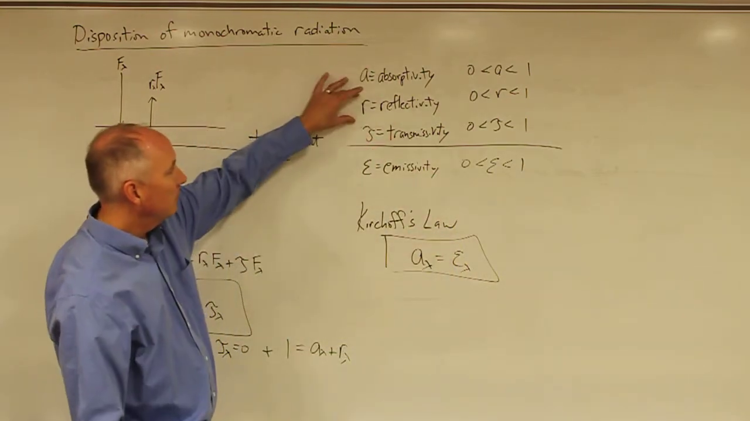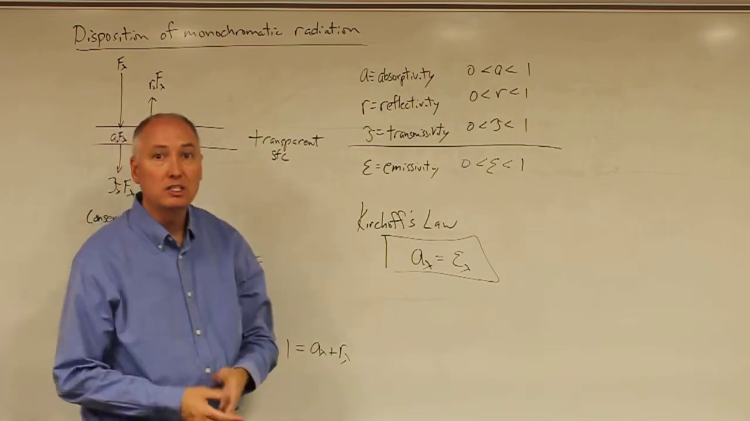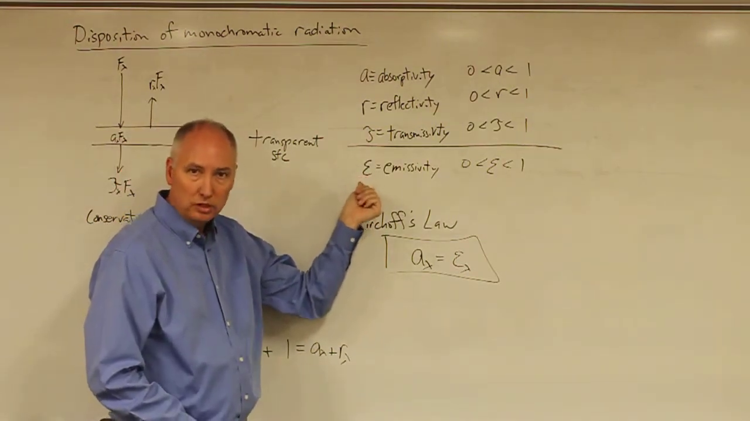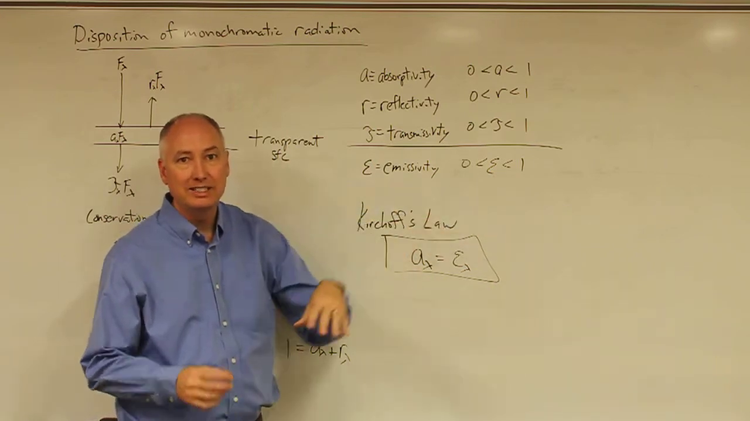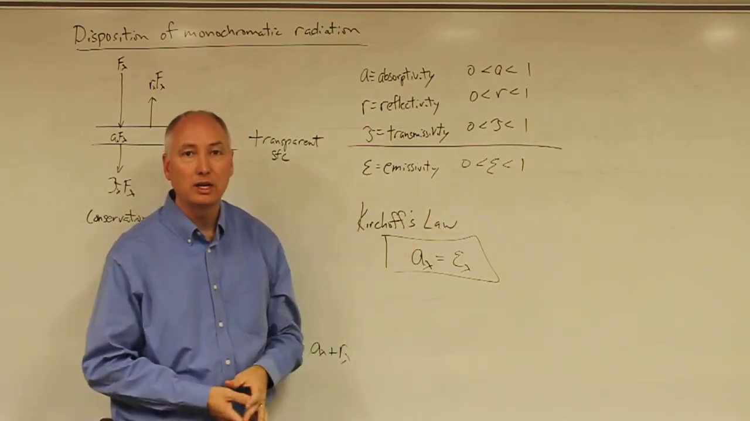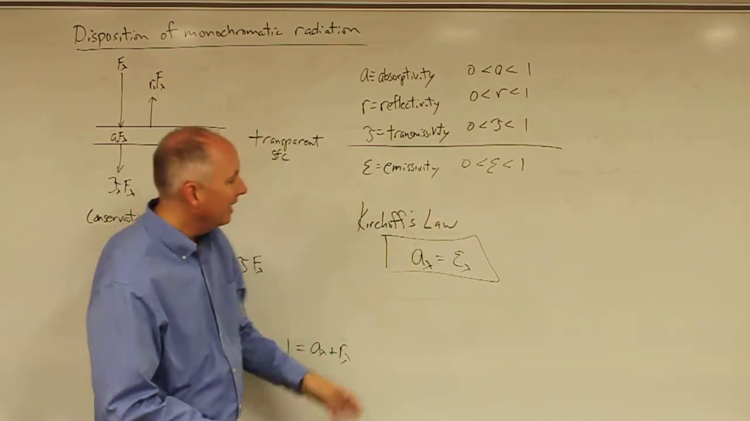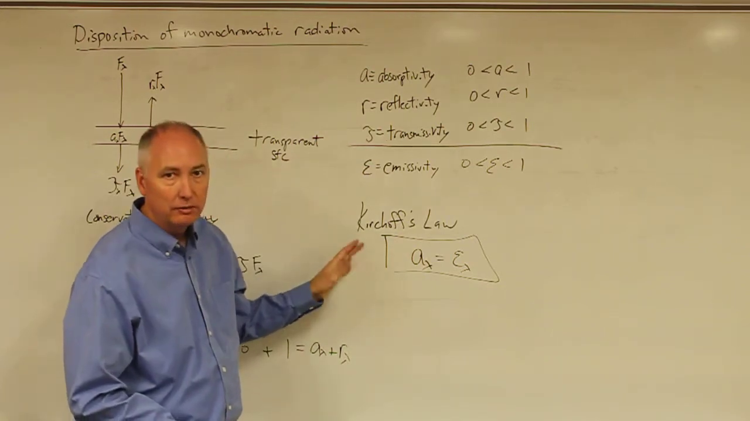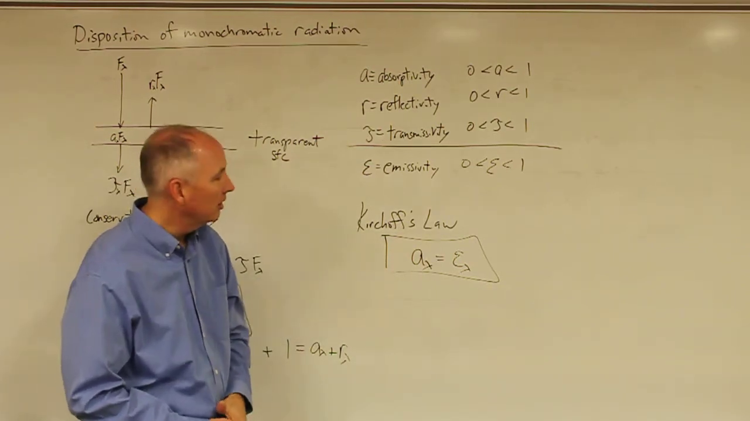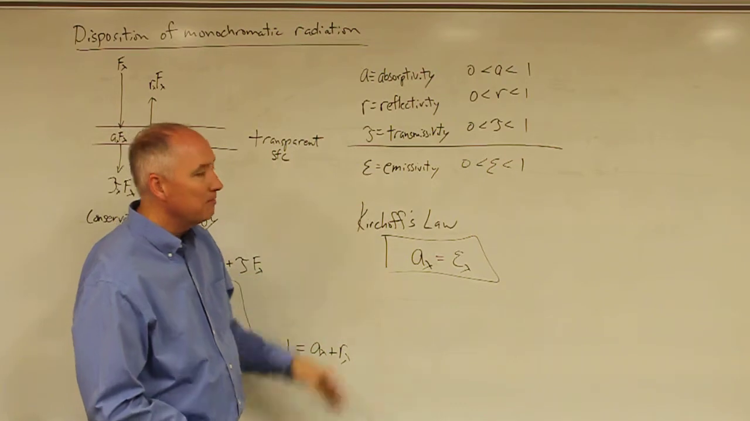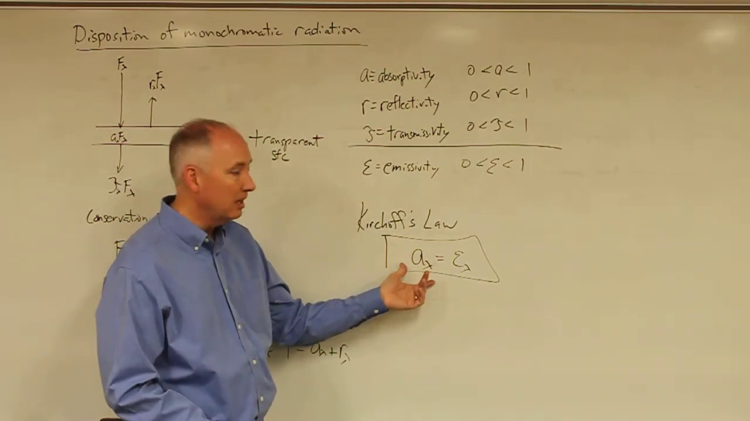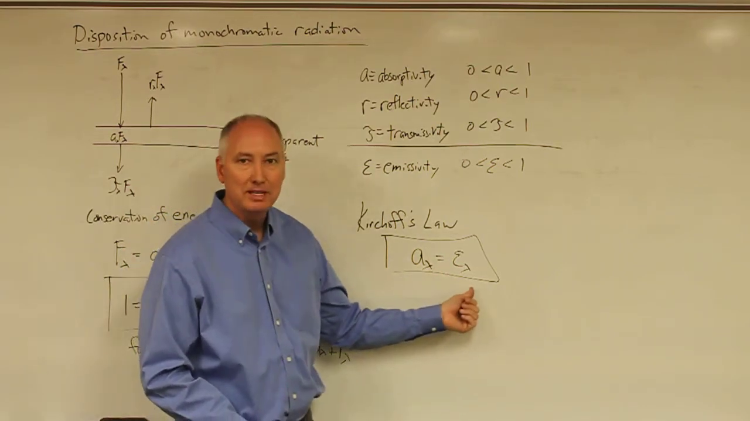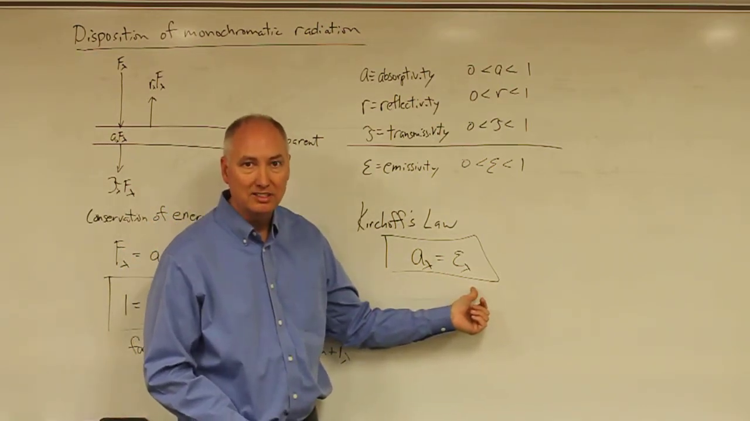So we have absorptivity, reflectivity, transmissivity. We've already talked about emissivity, which was the fraction of the radiation that is emitted for an object relative to the black body. And I'm not going to go through the derivation. If you want to, it's in the Wallace and Hobbs textbook. But Kirchhoff's law basically states that the absorptivity of an object at a given wavelength is equal to the emissivity of an object at that same wavelength.